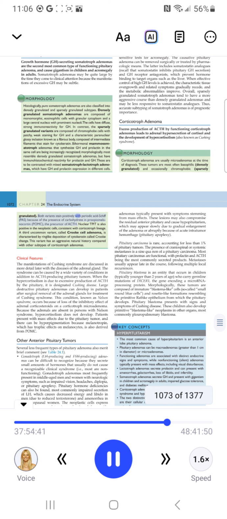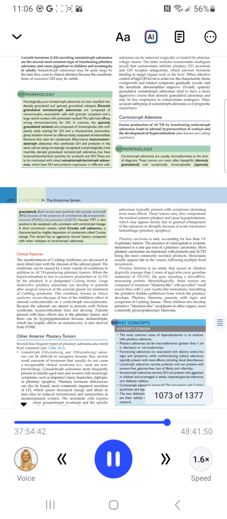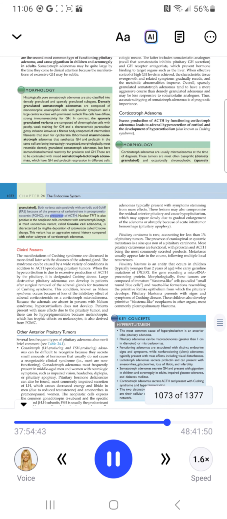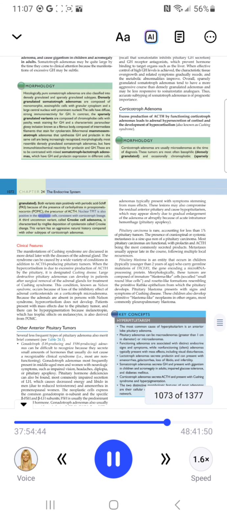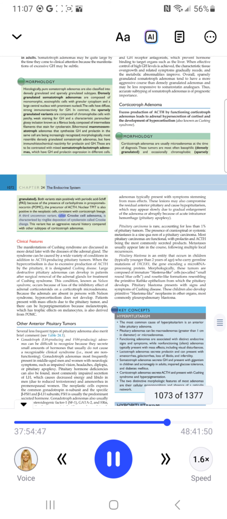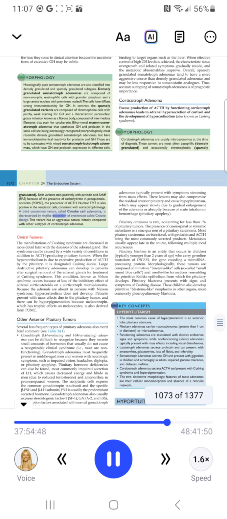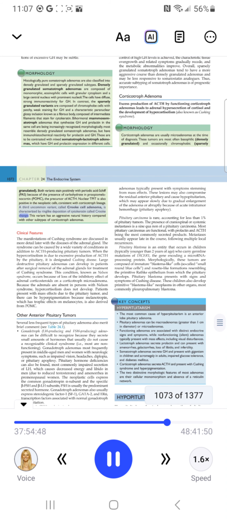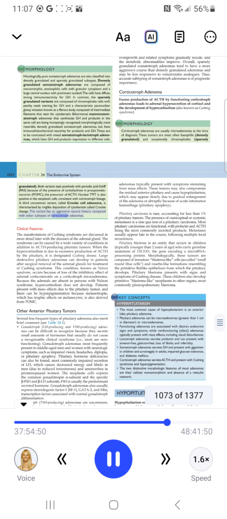Both variants stain positively with periodic acid-Schiff (PAS) because of the presence of carbohydrate in pro-opiomelanocortin (POMC), the precursor of ACTH. Nuclear TPIT is also positive in the neoplastic cells, consistent with corticotroph lineage. A third uncommon variant, called Crooke cell adenoma, is characterized by ring-like deposition of cytokeratin called Crooke change. This variant has an aggressive natural history compared with other subtypes of corticotroph adenomas.